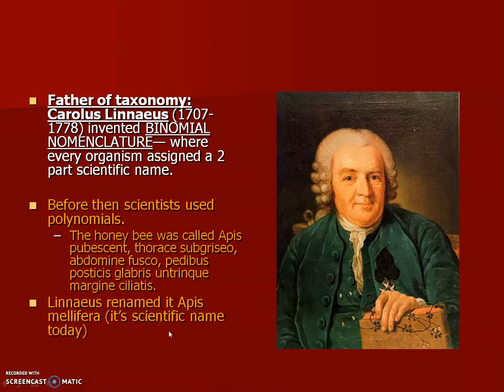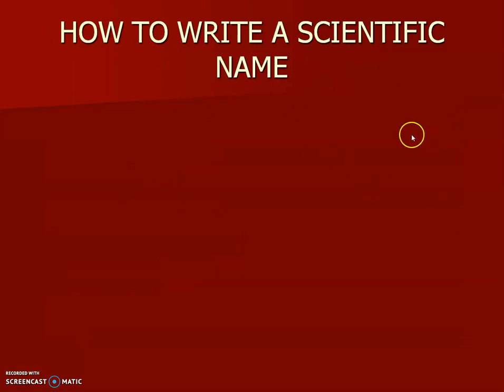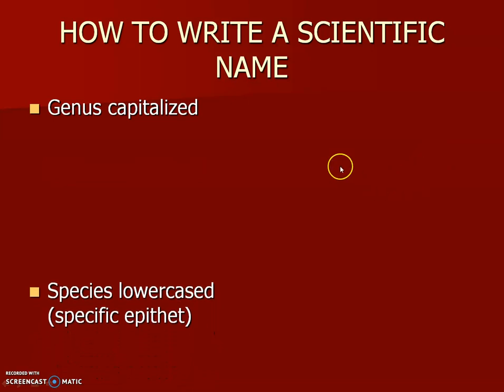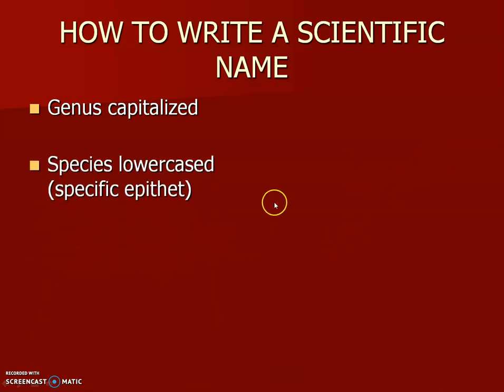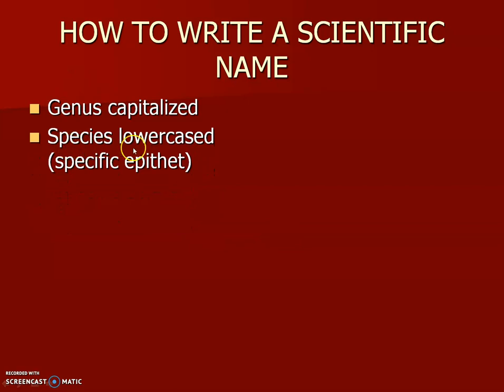Linnaeus came in and said, hey, we're not doing that anymore. We're just going to call this organism from now on Apis mellifera, and that's what we call it today. It's a two-part name. Apis is the first part, and mellifera is the second part. So how to write a scientific name is pretty important. You'll see this on the next quiz. The genus name is always capitalized. The species name, the second part, is lowercase, so Apis was capitalized, mellifera was all lowercase. Everything, the first part and the second part, both get underlined.